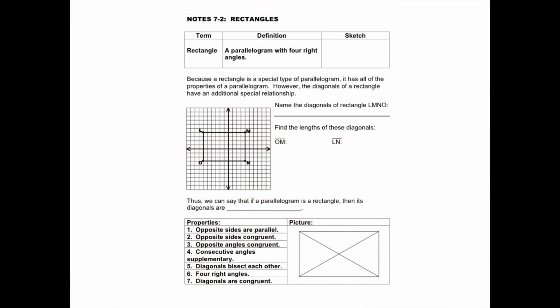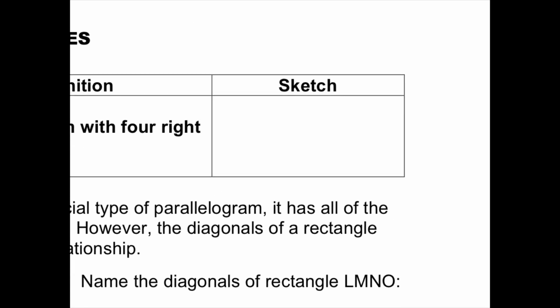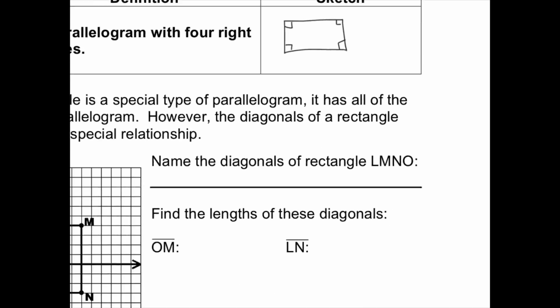All right, guys, so today we're doing note 7.2. We're going to talk about rectangles. The actual definition for a rectangle is a parallelogram with 4 right angles. So I can draw a rectangle. It's just specifically these have right angles at every corner, okay? Because a rectangle is a parallelogram, all the properties of the parallelogram we talked about yesterday also apply, but since it's a specific type of parallelogram, it has its own little special relationships.